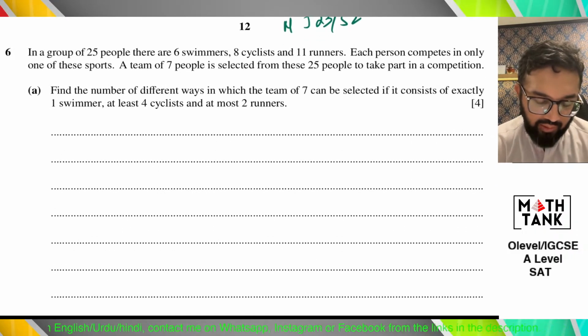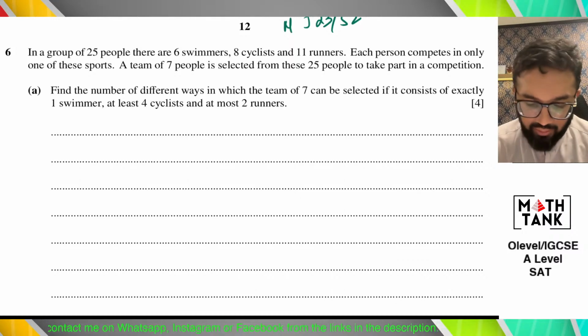And we have question number 6. In a group of 25 people, there are 6 swimmers.